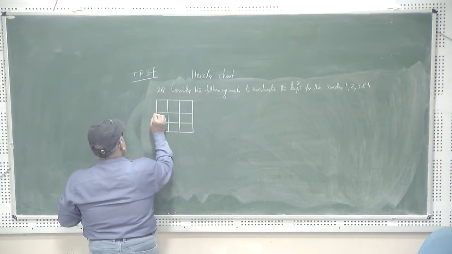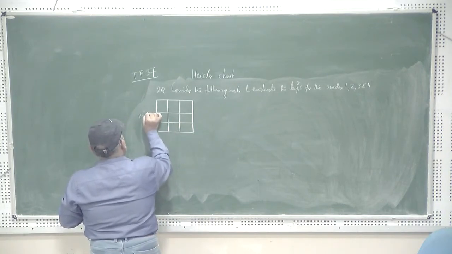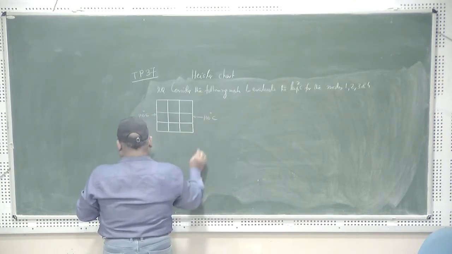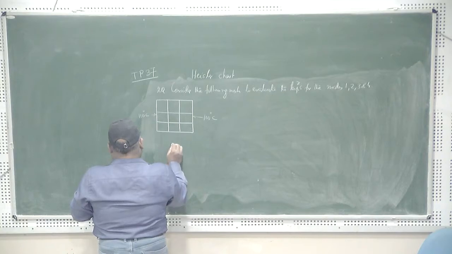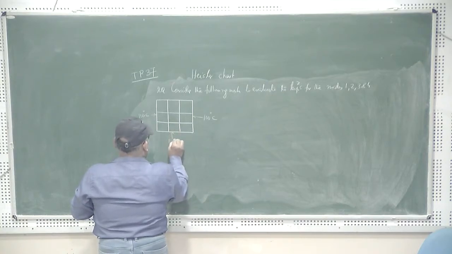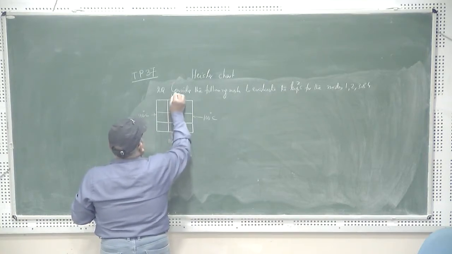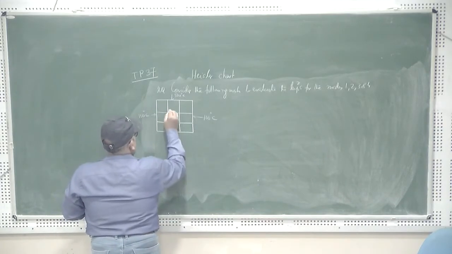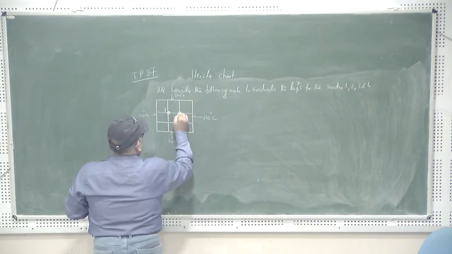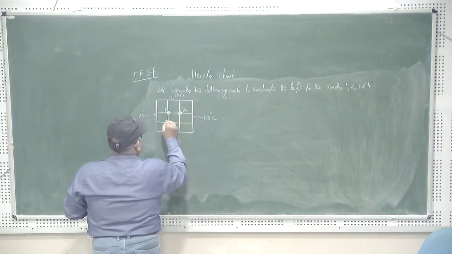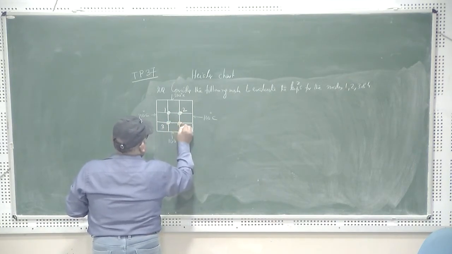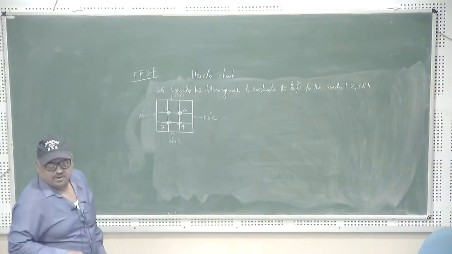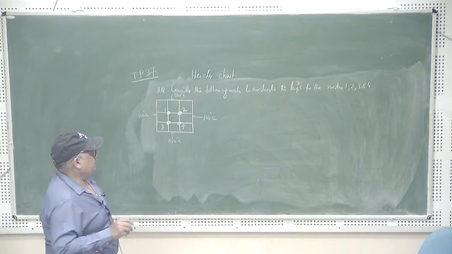This side has a temperature 100 degrees centigrade. This side has a temperature 100 degrees centigrade. This side has a temperature 100 degrees centigrade. This side has a temperature 500 degrees centigrade. The nodes are, let us suppose this is node number 1, this is node number 2, this is node number 3 and this is node number 4. We have to evaluate the temperatures T1, T2, T3 and T4.